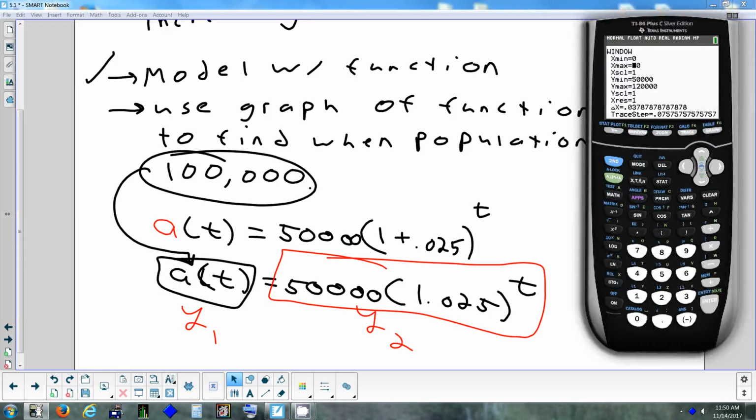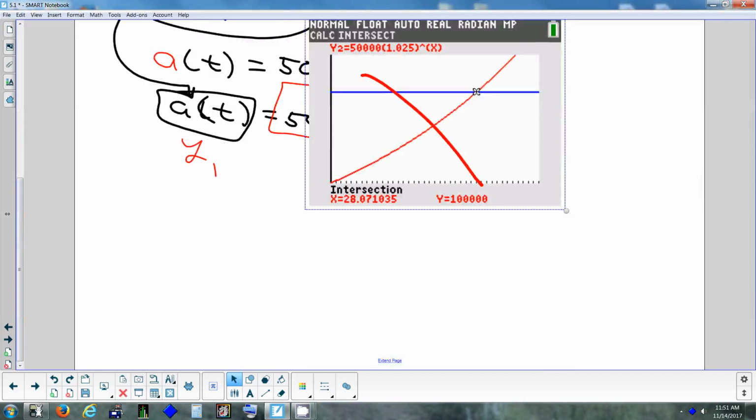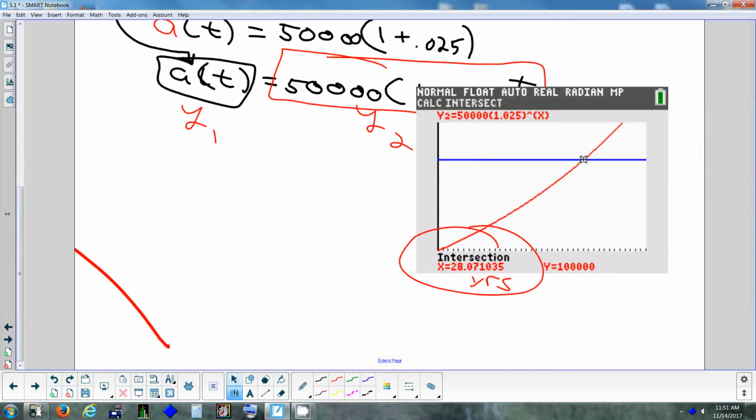X max is how many years go by before we hit 100,000. Right now, we don't know that. I'm going to guess within 40 years, it'll be pretty close. If not, I'll make it bigger. Okay, so there's my 100,000. Here's my population. You can see it curving up. It is going to hit within 40 years. Exactly when? Do your intersect. It's going to take a little over 28 years. So you could round that to about 28.1 years.